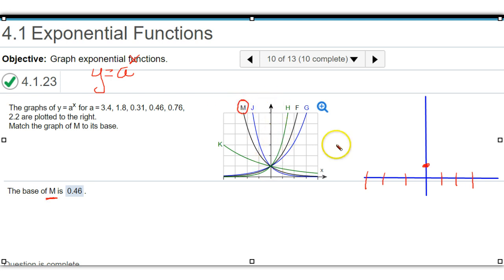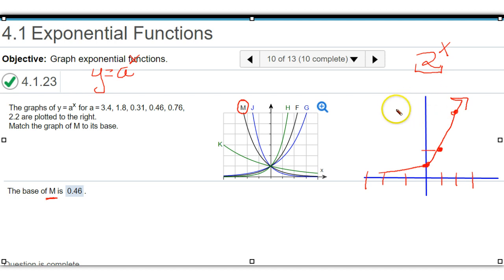So if you recall, we said if you had 2 to the x power, then our graph went through 1, and if it was 1, it went through 2, and then if it was 2, it went through 4. So this graph looked like so. So the base of that one is 2.